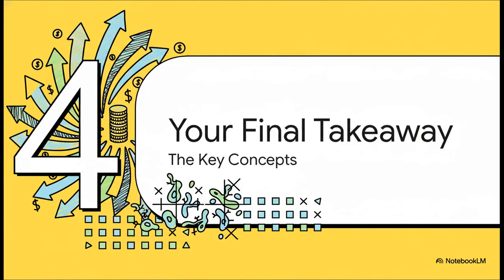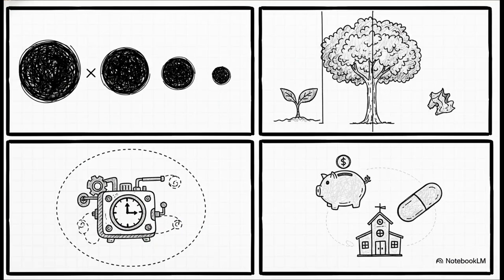All right, we have covered a lot of ground here, from making money to fighting infections. So let's boil it all down. What are the absolute key ideas you need to walk away with today? Here's the bottom line. First, geometric sequences are all driven by that constant multiplier, the common ratio. Second, if that ratio is bigger than 1, things are growing. If it's less than 1, things are shrinking.